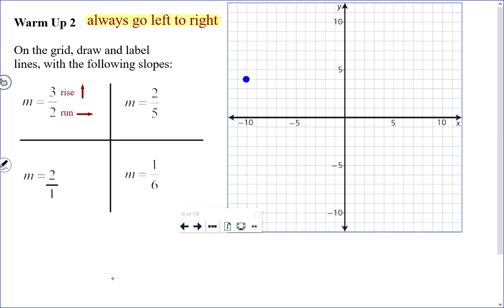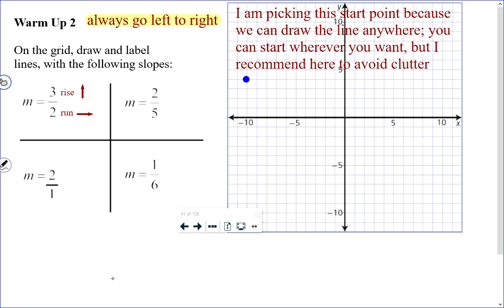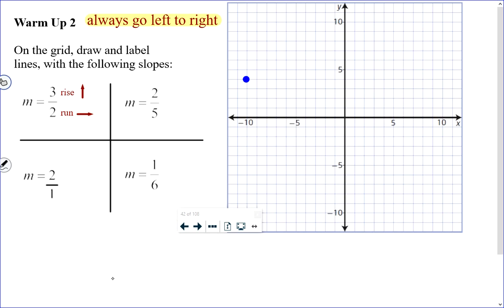Always. I'm going to pick this as a starting point. You can pick any point you want here. It really doesn't matter because we're not asked to draw a specific line. We just want to draw a line with the proper slope. But I'm telling you that if you put your starting point about there, you will not clutter your diagram. So there's our starting point.